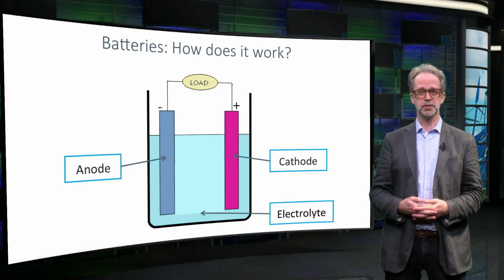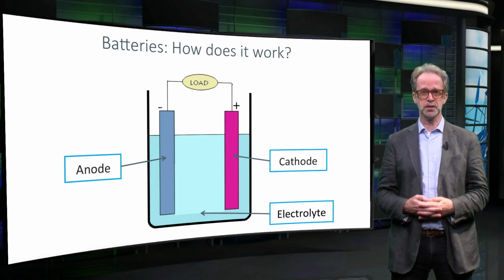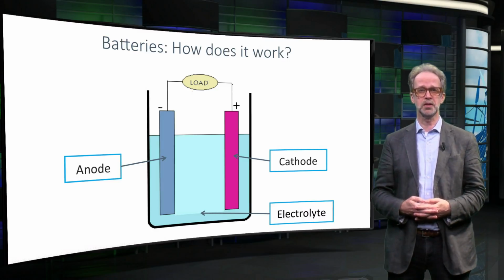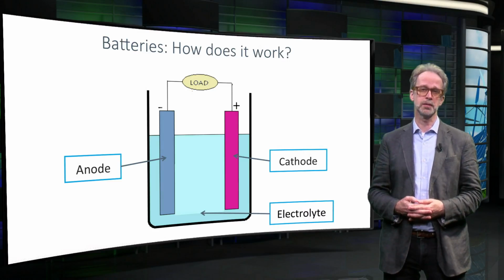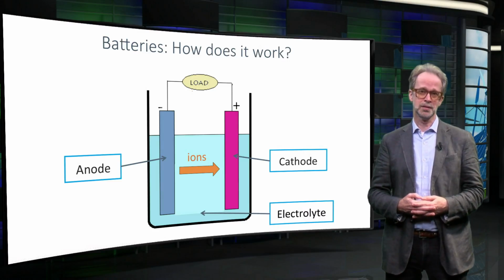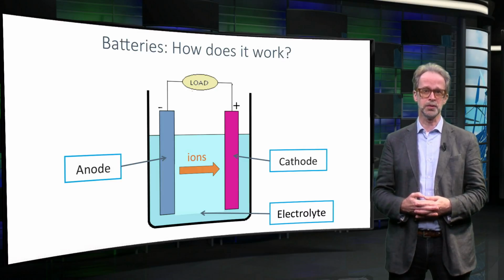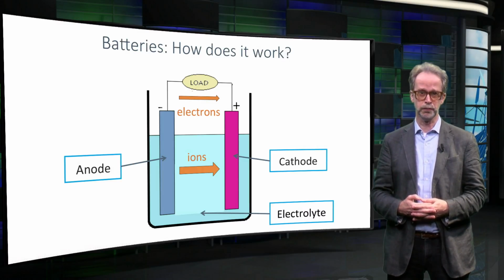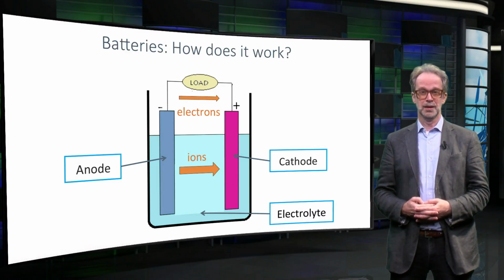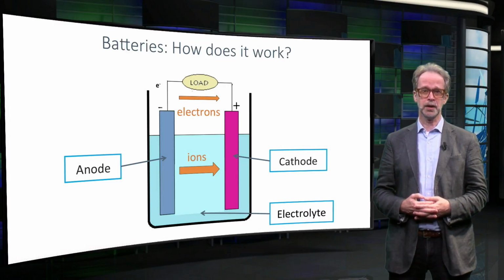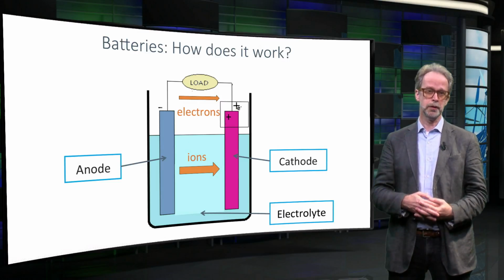On discharging the battery, at the anode a chemical reaction takes place that releases a positive ion to the electrolyte. This ion travels through the electrolyte while simultaneously an electron is released to the external circuit to provide power. The electron and the ion recombine again at the cathode surface. On charging the battery, the reverse occurs.